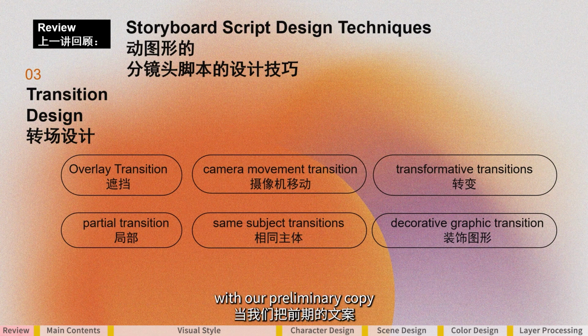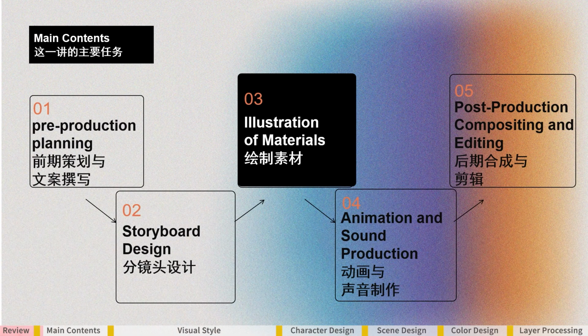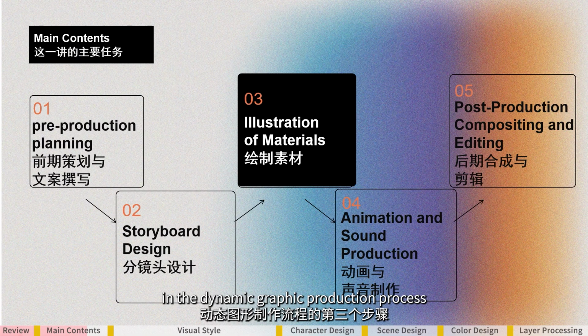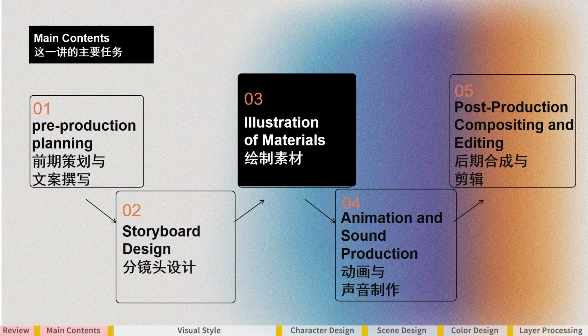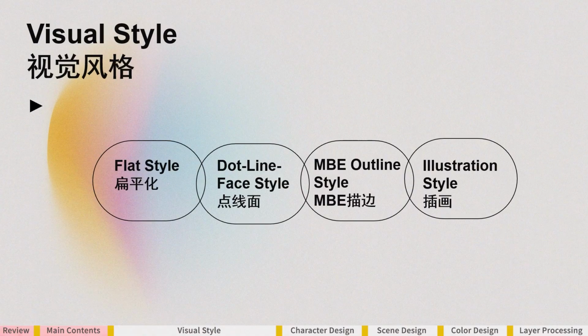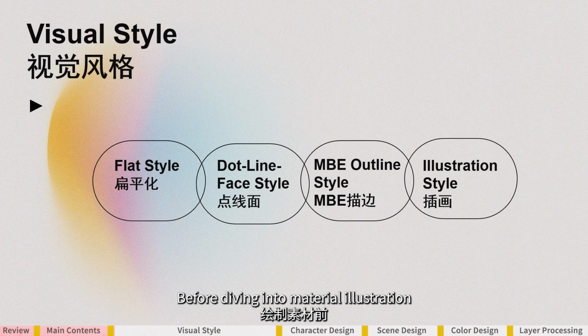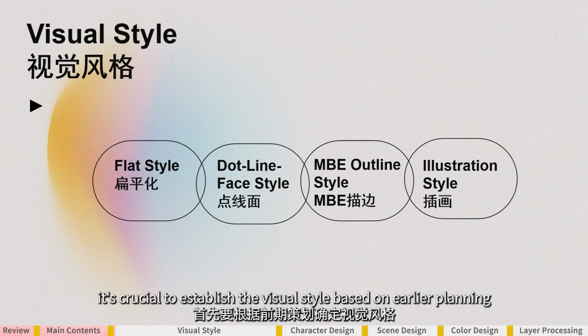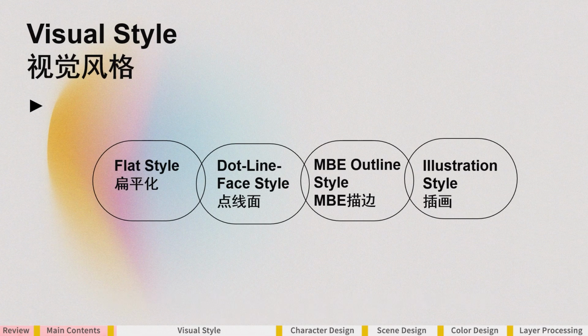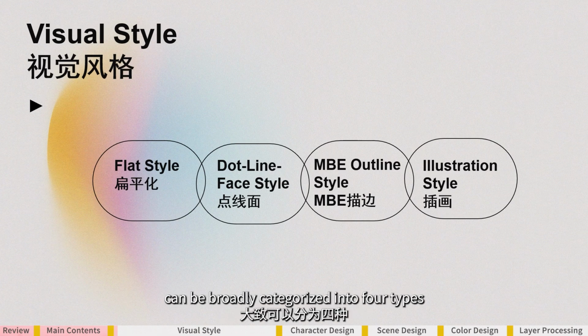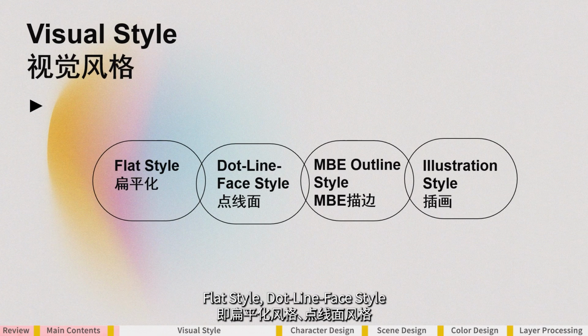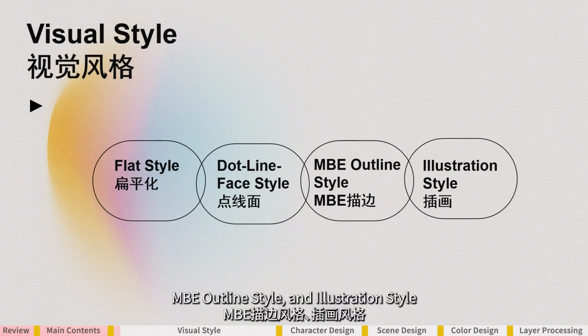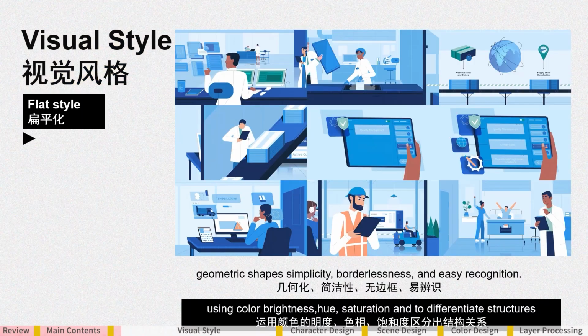Now let's imagine this. With our preliminary copy and storyboard scripts in place, what's the next step? In this session, we'll move on to the third step in the motion graphic production process, material illustration. Visual styles. Before diving into material illustration, it's crucial to establish the visual style based on early planning. Currently, motion graphics visual styles can be broadly categorized into 4 types: flat style, dot line face style, MBE outline style, and illustration style.